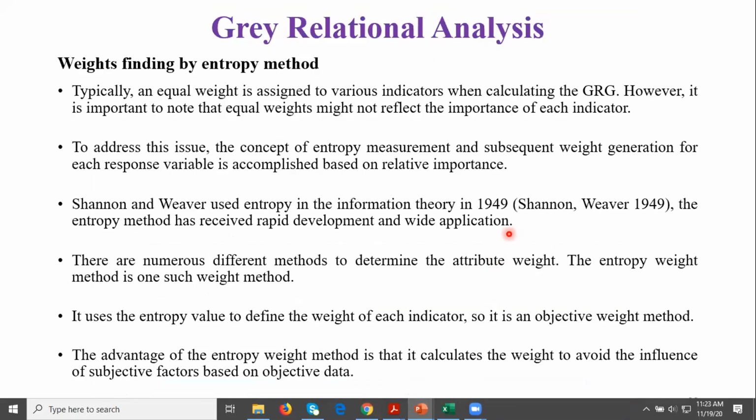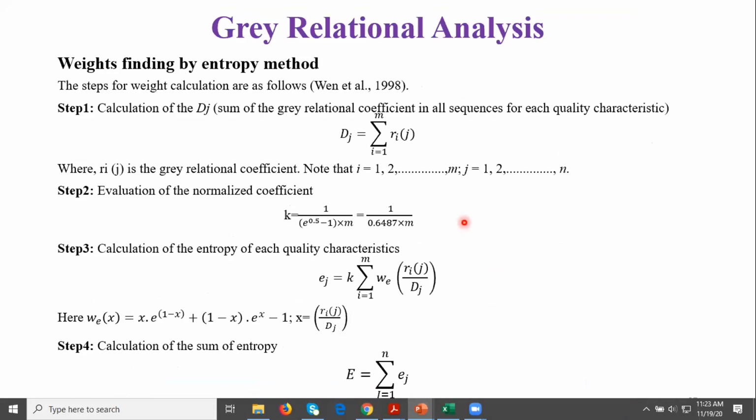In the gradation analysis, only two variations are there; everything else is similar. They take the summation of the gradation coefficients, then normalize over this EJ value, which means the entropy characteristics. The formula is sigma k, sigma i equals 1 to M, where M is the number of output values, W is the weight function, and this is the gradation grade for each experiment.